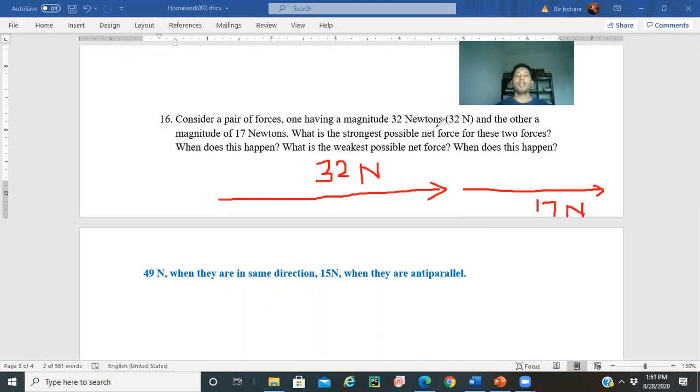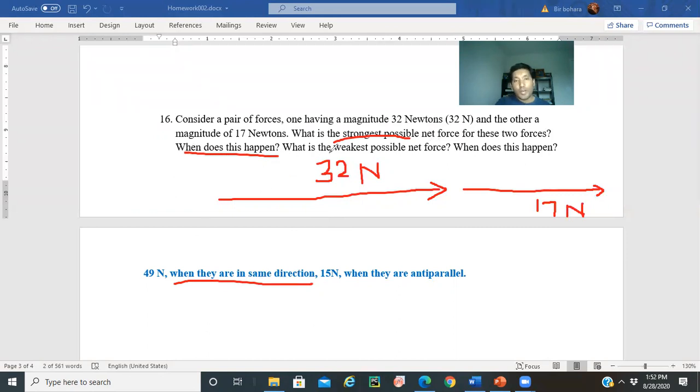Force is a vector. Okay. So when could it happen? It could happen only when they are oriented in the same direction. Here is the answer. Okay, I have written the answer here. When they are in the same direction. This is the answer of the first two questions. What is the strongest possible net force? This question. And when does it happen? When they are oriented in the same direction. This direction, or both are oriented upward, or both oriented downwards or other direction. Both should be in the same direction. That is the condition, right?